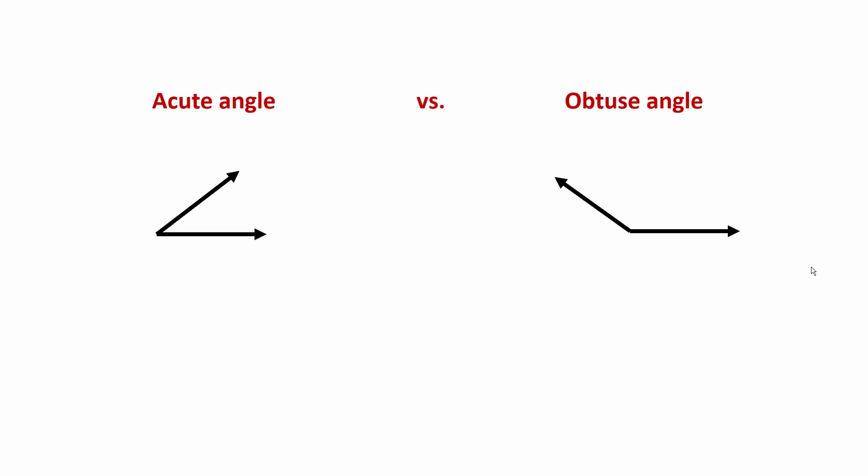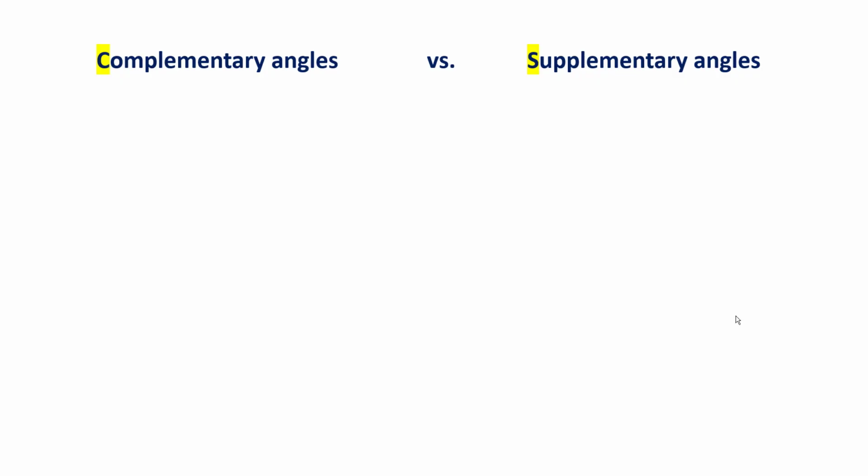And first, let's learn or refresh the difference between an acute angle and an obtuse angle. So an acute angle is the one that measures between 0 degrees and 90 degrees. And an obtuse angle is the one that measures between 90 and 180 degrees. Acute versus obtuse.